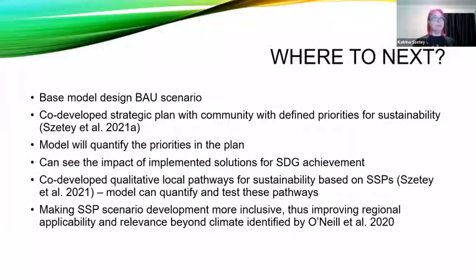Okay, so we've built the model, but now what? The model design and initial runs are based on a BAU scenario. Last year, we co-developed a strategic plan with the community, synthesizing all of our collected knowledge with defined priorities for sustainability. Our model will quantify how to achieve those priorities and implement community-identified solutions and what the final impact will be. We've also co-developed qualitative local pathways for sustainability based on the SSTs. And this model will allow us to quantify and test those pathways.